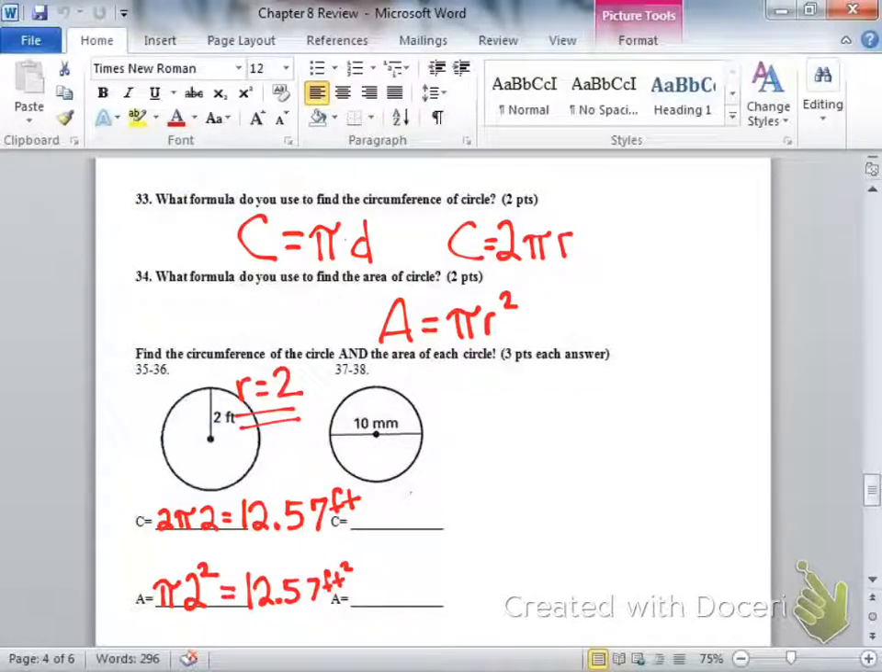Alright, now the next one, is this the diameter or the radius? That's the diameter. When it goes all the way across, that's the diameter. So if you want to use the circumference formula with the D instead, you can. Or you can find the radius and use this one. It doesn't really matter. I'll just use the one with the D. So we're going to do pi times diameter. So pi times 10.